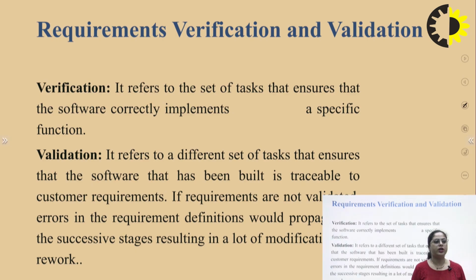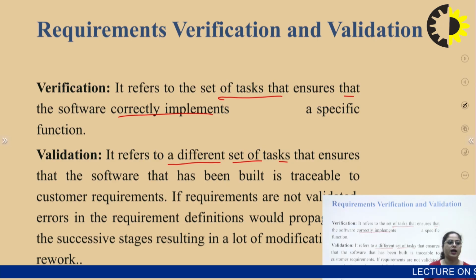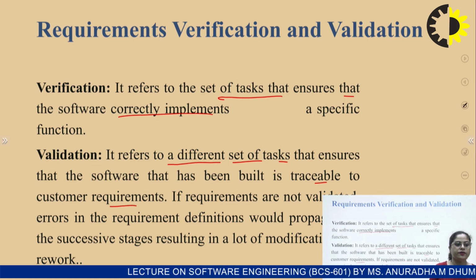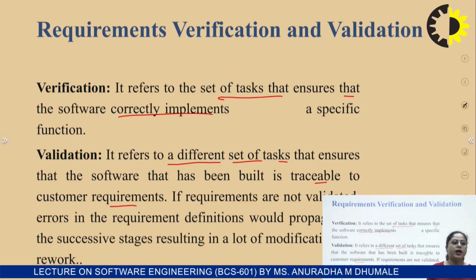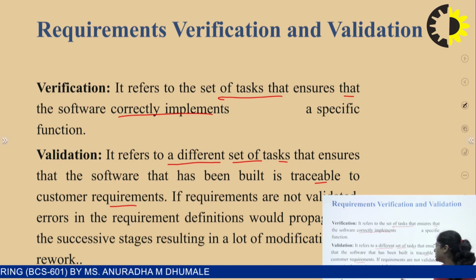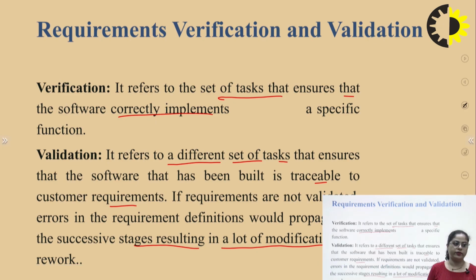The next phase of the requirement engineering process is the requirement verification and validation. What is verification? It refers to the set of tasks that ensure that the software correctly implements a specific function. And validation refers to a different set of tasks that ensure that the software that has been built is traceable to customer requirements. If the requirements are not validated, errors in the requirement definitions would be propagated to the successive stages, resulting in a lot of modifications and rework.